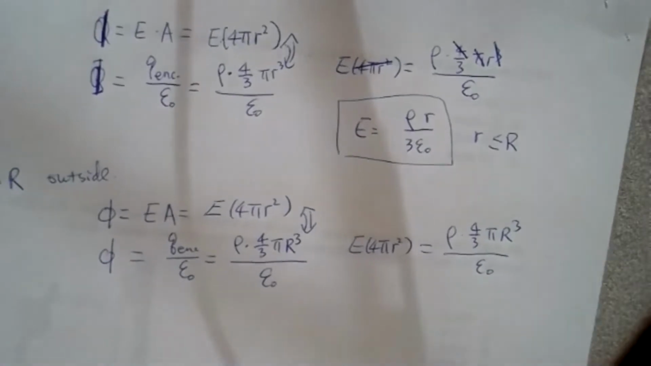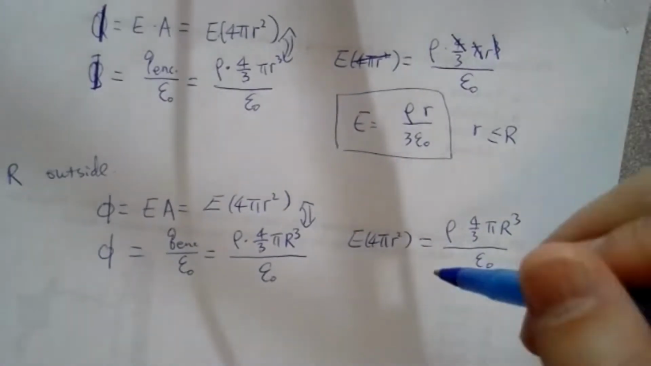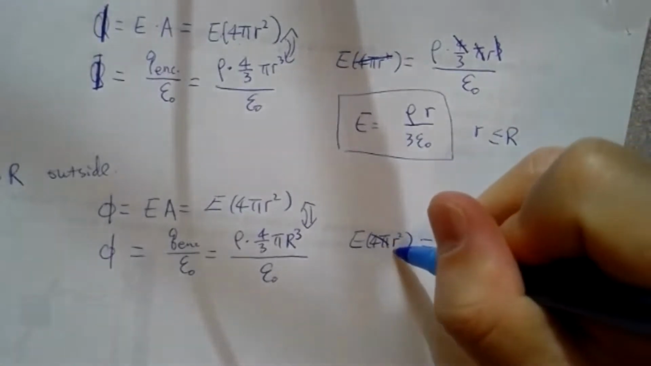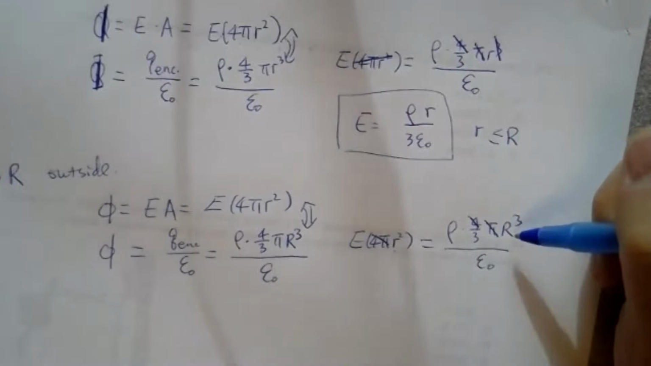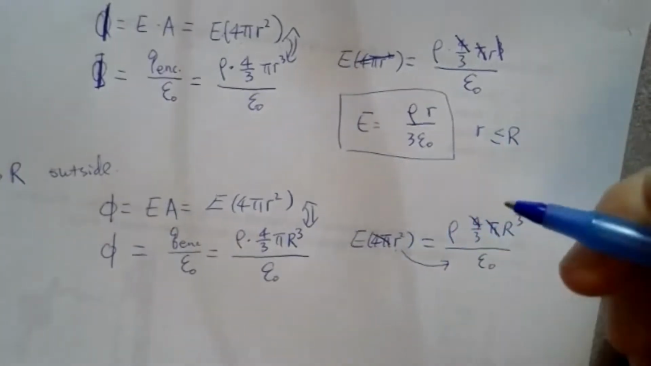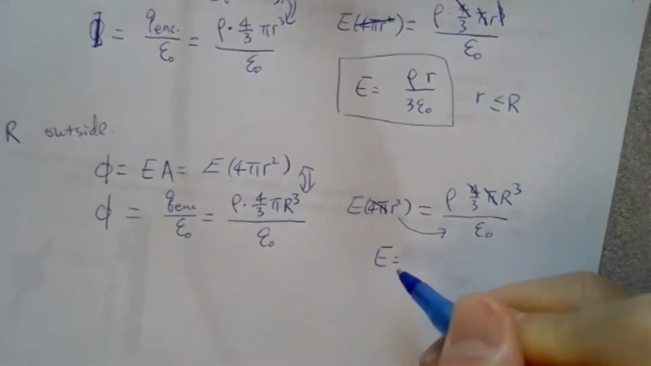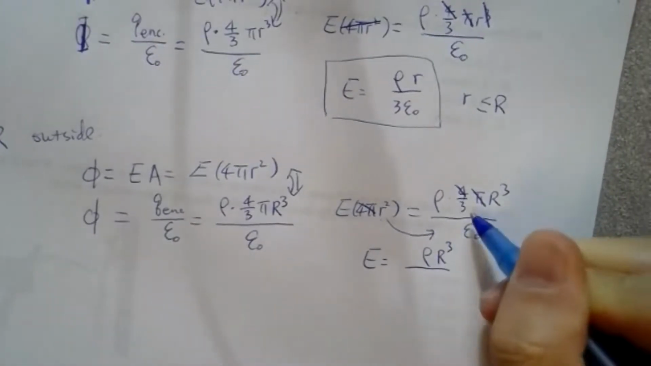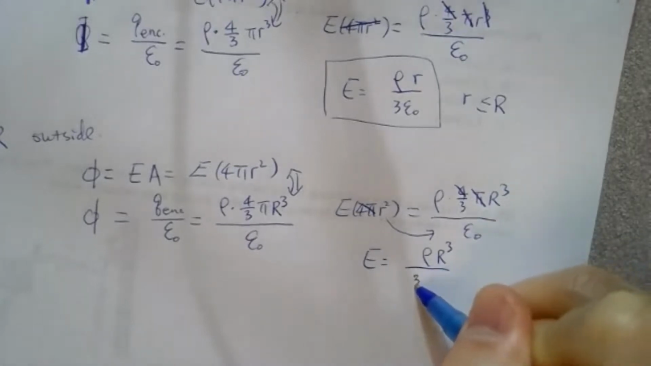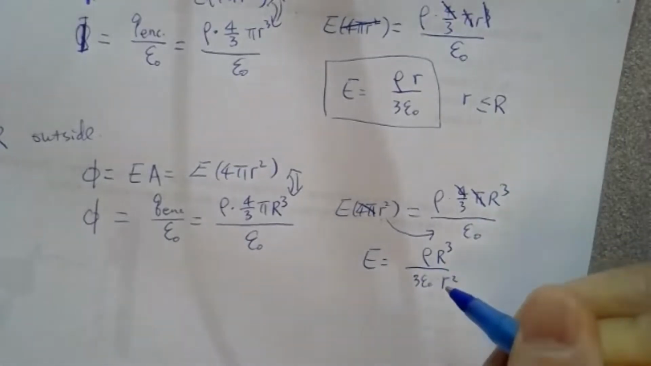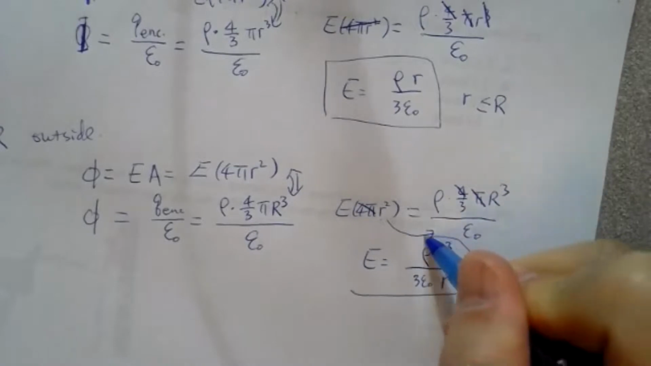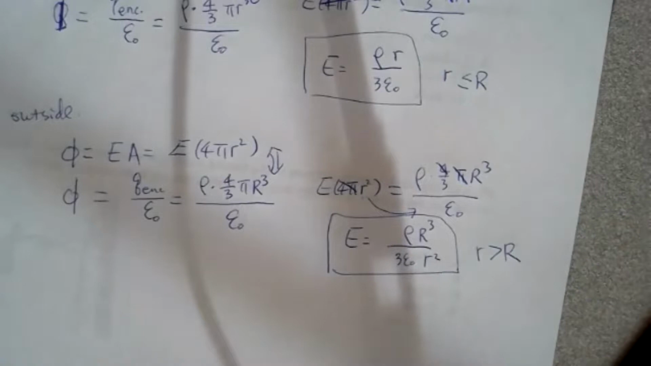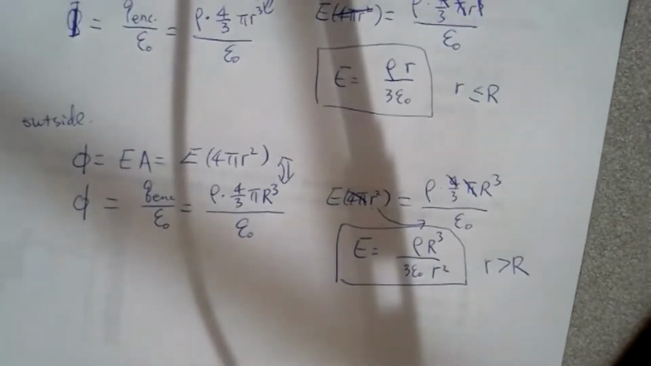Now you see that the 4 and pi cancel, but this is small r and this is capital R, so they do not cancel out. You move the small r squared down. Then E will be equal to rho times R cubed over 3 epsilon naught times r squared. So this is for r greater than R, if you are outside the sphere. That's your E field.